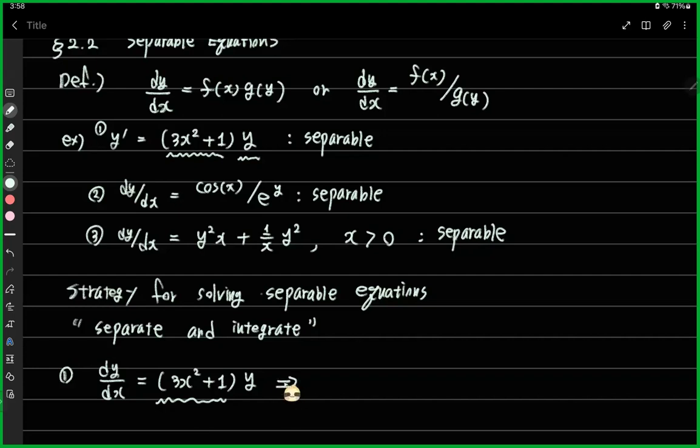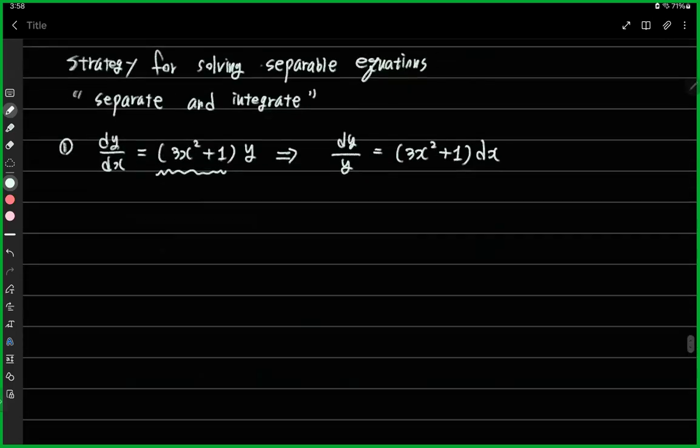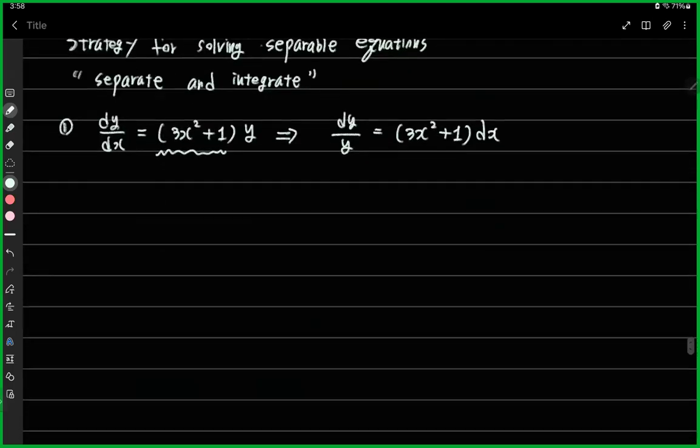It implies dy over y, because I divide by y to move y to the left-hand side, and then I multiply both sides by dx to move dx to the right-hand side. This is (3x squared plus 1) dx. Simple. So I just separated the y terms and x terms. This is separate, by the way.